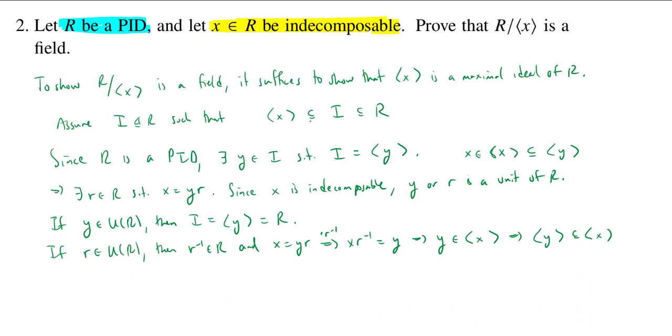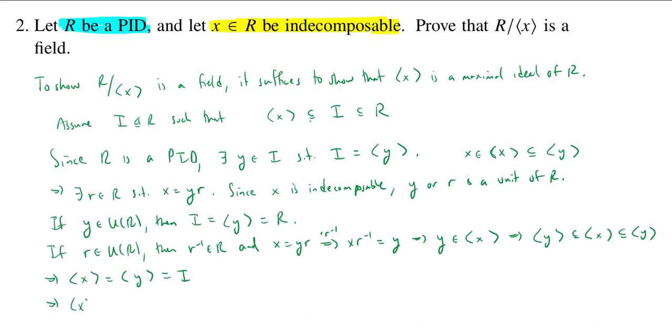Because again, ideals are closed under R multiplication. They absorb R multiplication. So any multiple of Y is also going to be in the ideal generated by X. But we already knew that the ideal generated by X was contained in the ideal generated by Y. That was our assumption from the beginning. And therefore, the ideal generated by X is equal to the ideal generated by Y, and that's of course equal to I. Okay, and so we've concluded that either I is equal to the entire ring or just equal to the ideal generated by X.